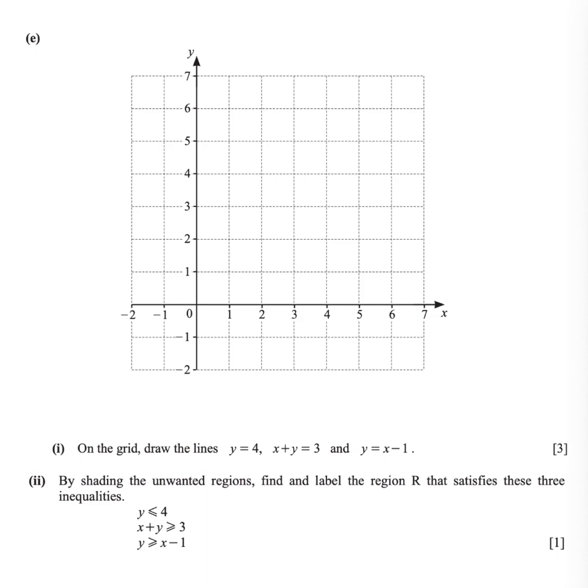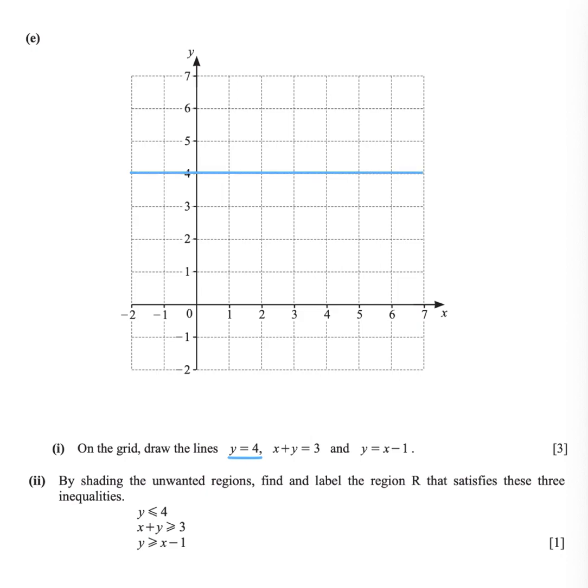Okay, so this one's using our lines of inequalities, and we need to plot them on the graph. So first of all, we're just going to draw those lines on. So we've got the line of y equals 4. So y equals 4 is a horizontal line across 4. So somewhere here.